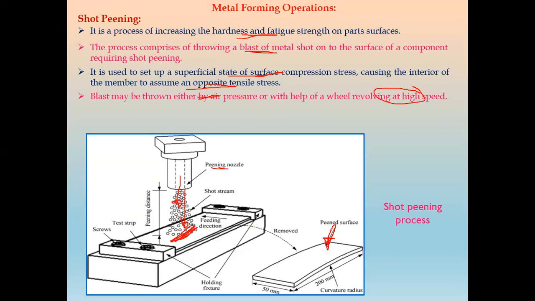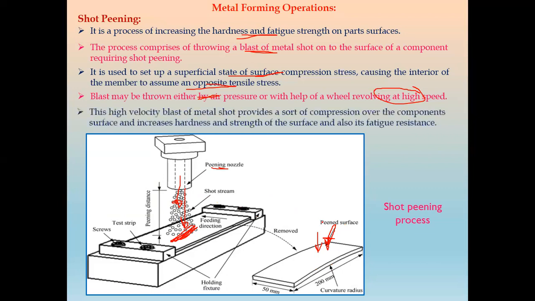Fatigue strength is high means that after cyclic motion, where in every cycle you have a tensile stress and a compressive stress, there will be fatigue. That fatigue strength will be improved by using this shot peening operation. The very high velocity blast of metal shot provides a layer of compression over the component surface, and it increases the hardness and strength of the surface, and also improves its fatigue resistance. So this is all about the sheet metal operations. Mainly there are two types: sheet metal cutting operations and sheet metal forming operations.